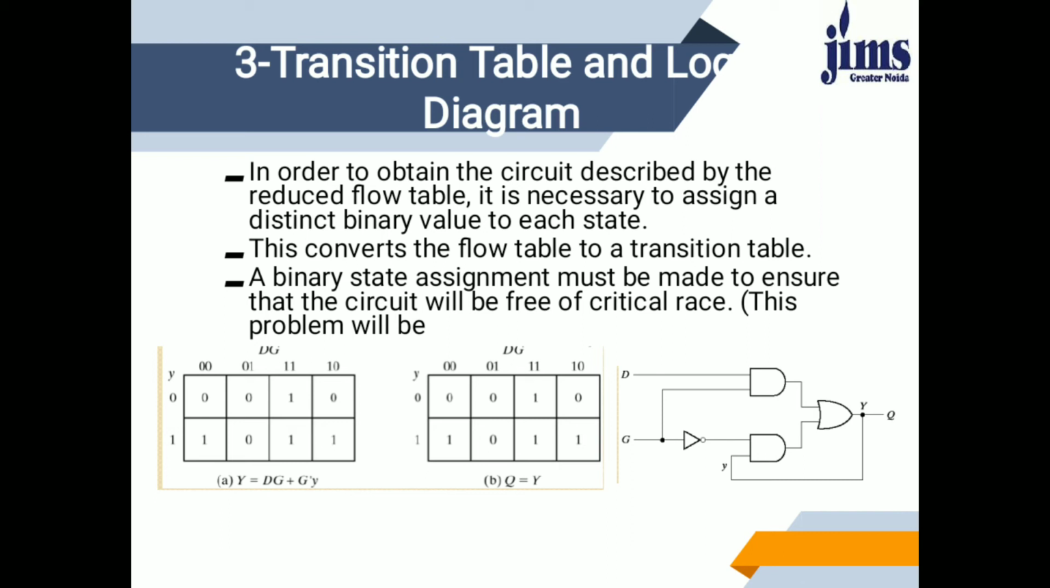In order to obtain the circuit described by the reduced flow table, it is necessary to assign a distinct binary value to each state. This converts the flow table to a transition table. So a binary state assignment must be made to ensure that the circuit will be free of critical race. So we can see here I am making a transition table.